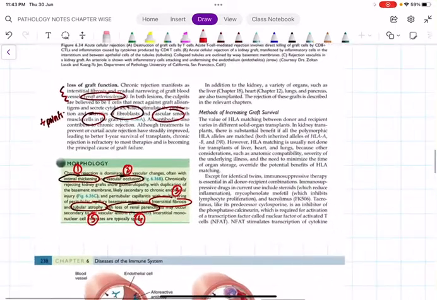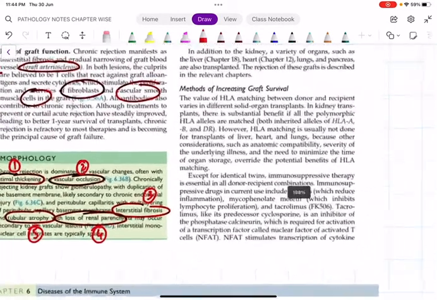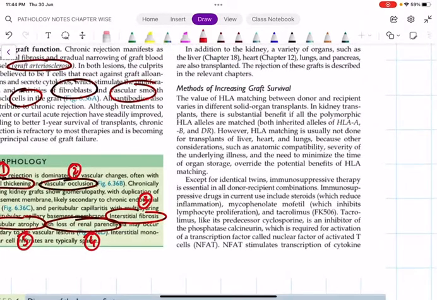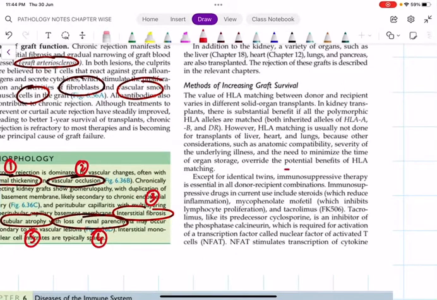Okay. How to increase the graft survival? That means, in simple words, how to prevent this graft rejection? We can use immunosuppressive therapy.